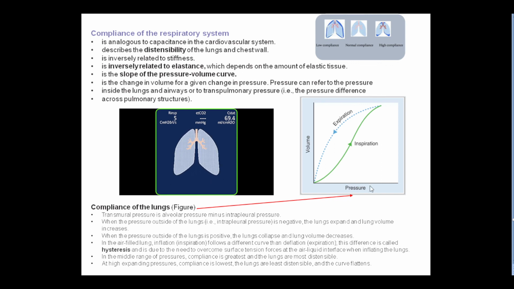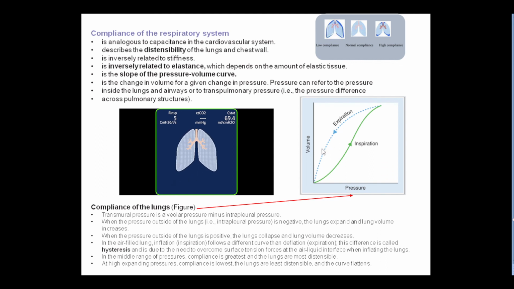When you have transmural pressure, and the pressure outside the lungs, which is intrapleural pressure, is negative, it helps the lungs to expand. It keeps them inflated, and the lung volume increases. This is when inspiration occurs. But when the pressure outside the lungs is less negative, the lungs will tend to collapse and the volume decreases. So this is how expiration occurs.